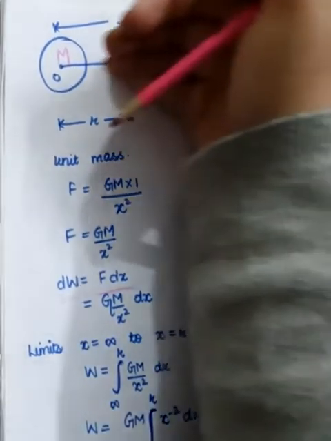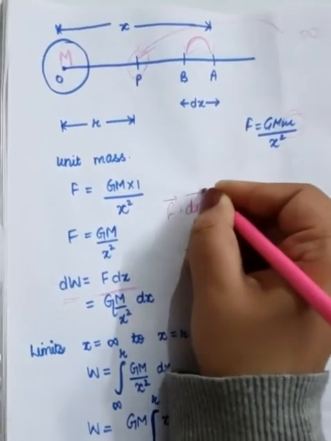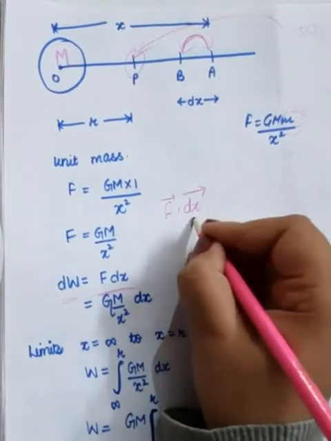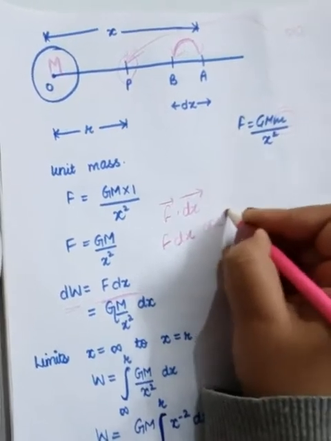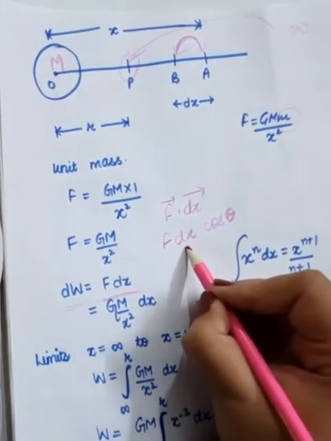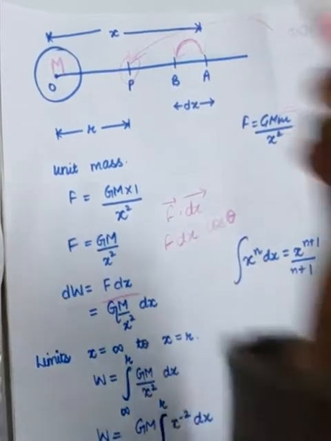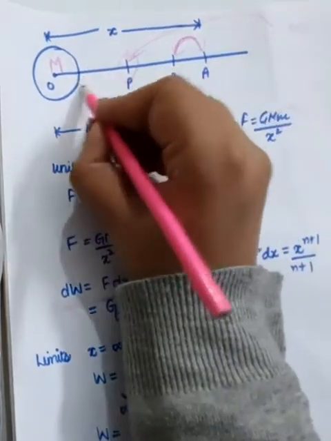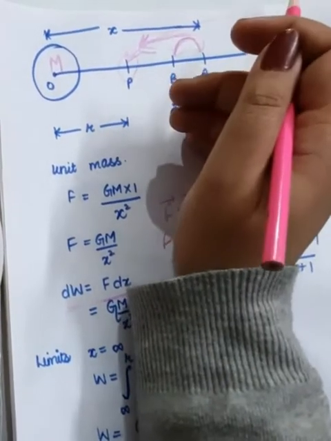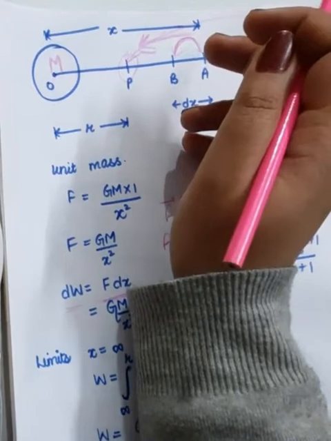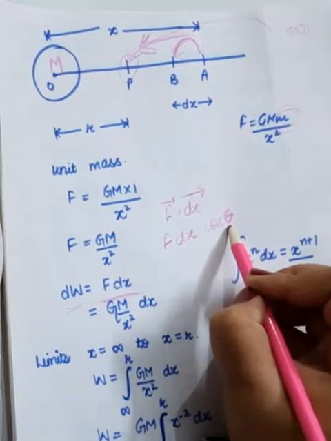Otherwise, the work done is equal to F vector dot dx vector. When you open that dot product, this becomes F dx cos theta, where theta is the angle between force and displacement. Now the gravitational force is attracting the object towards itself, so this is the direction of force, and this is the direction of displacement also. This means force and displacement share an angle of 0 degrees with each other, so in place of theta you put 0 degrees.